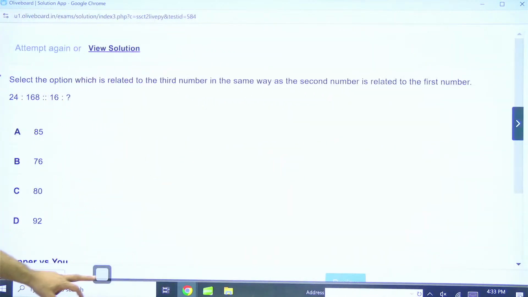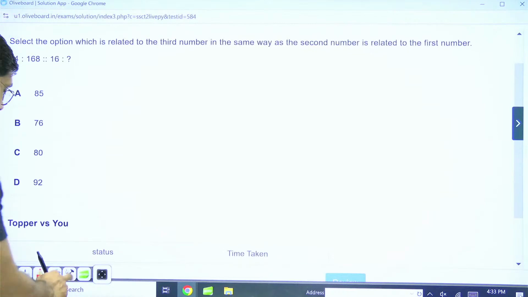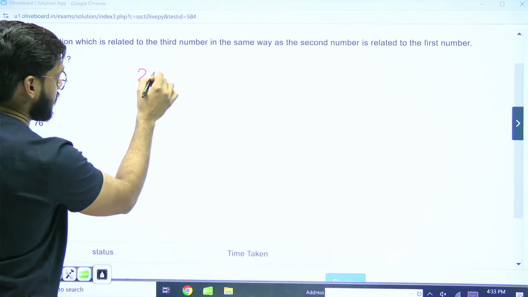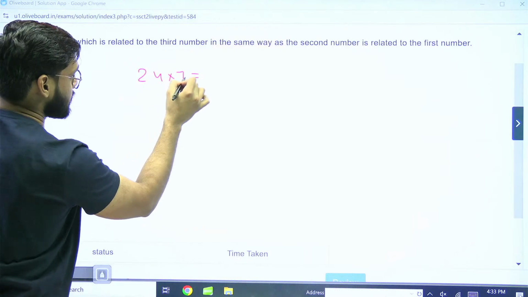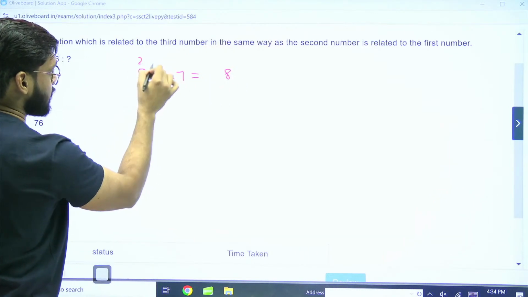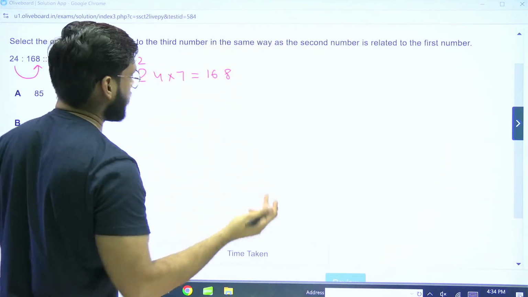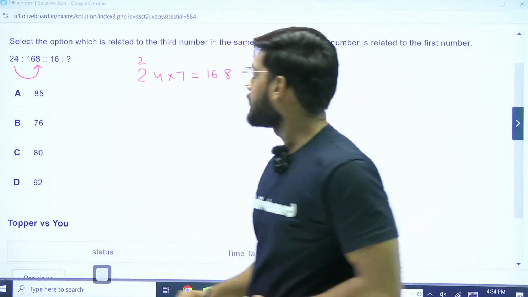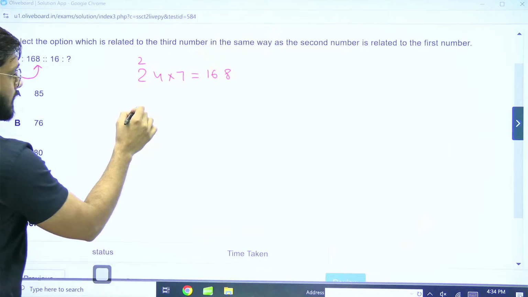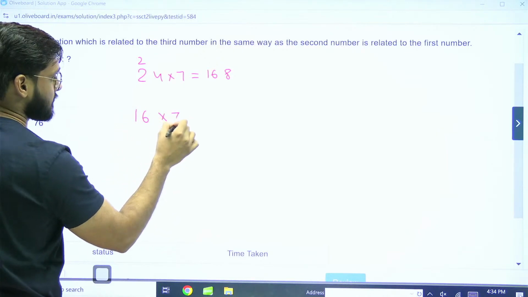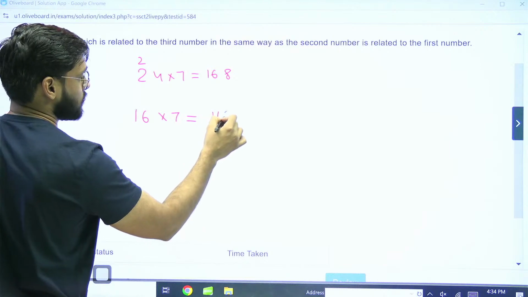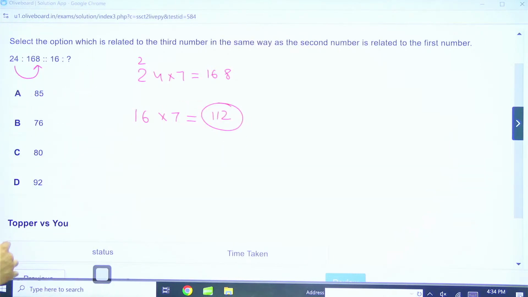18th question on our screen. 24 is related to 168. I can say 24 into 7 will be 168. It was very simple. A multiple of 7 is given. So multiplying 16 by 7, I can get 112. Let's mark 112.